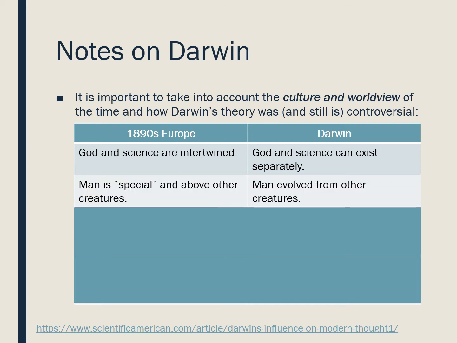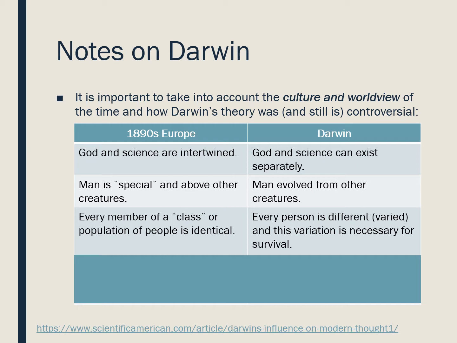Again, in 1890s Europe, it says that man is special and we're above all other creatures. But Darwin said man evolved from other creatures. In The Origin of Species, Darwin never explicitly stated that humans evolved from ape-like ancestors, but he did say that humans, like all other creatures, evolved from species that have been on the earth before us.